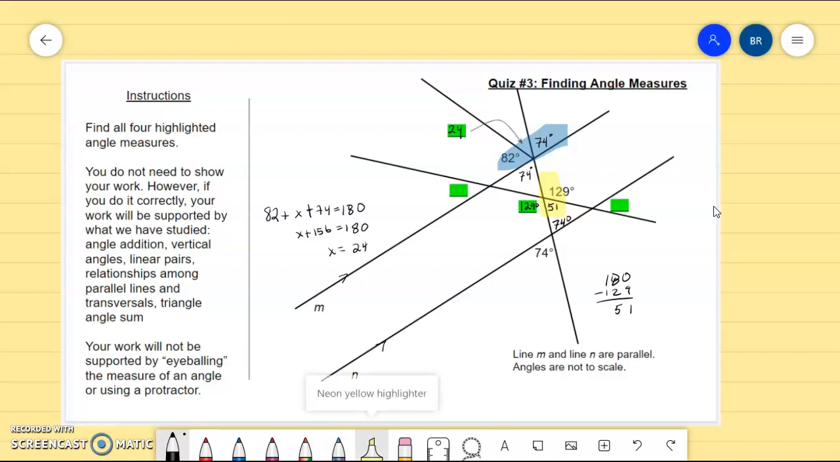Now, inside this triangle, I have 2 known angles and 1 missing angle. Well, how can I find that angle? Use the triangle angle sum theorem. 51 plus 74 plus the unknown, let's call him theta for now, is 180. 51 plus 74 is 125. And so theta equals 55.